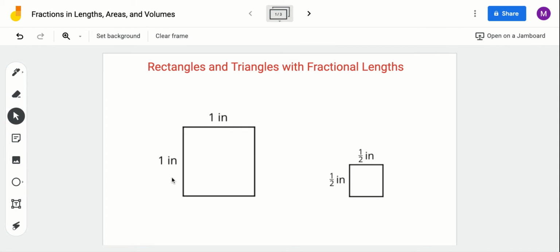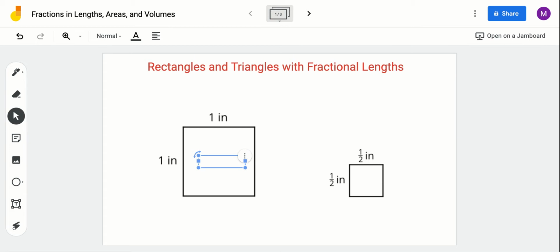And so if we remember, all the way back to fourth grade and third grade, possibly, to find the area of a square, we multiply the two sides. Also, of a rectangle, we multiply adjacent sides. So the area of this square would be 1 times 1, which is 1 inch squared. Let me go ahead and put that on there.